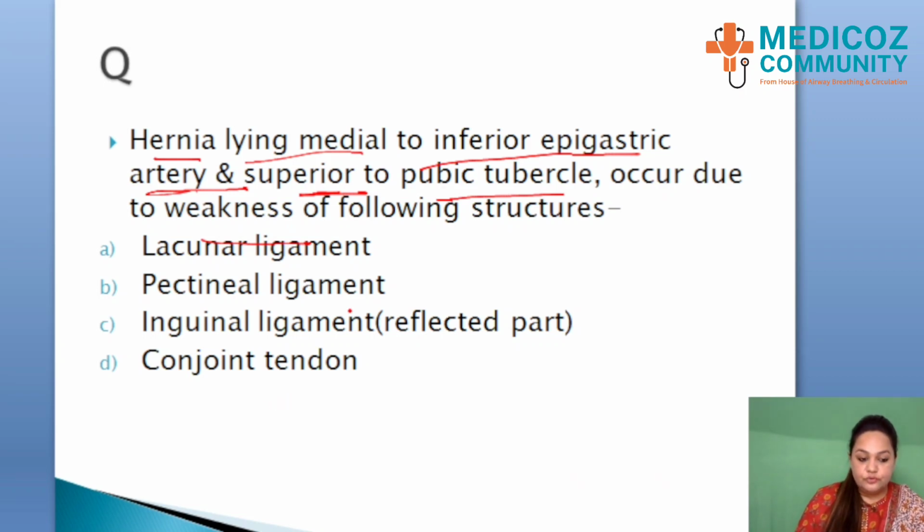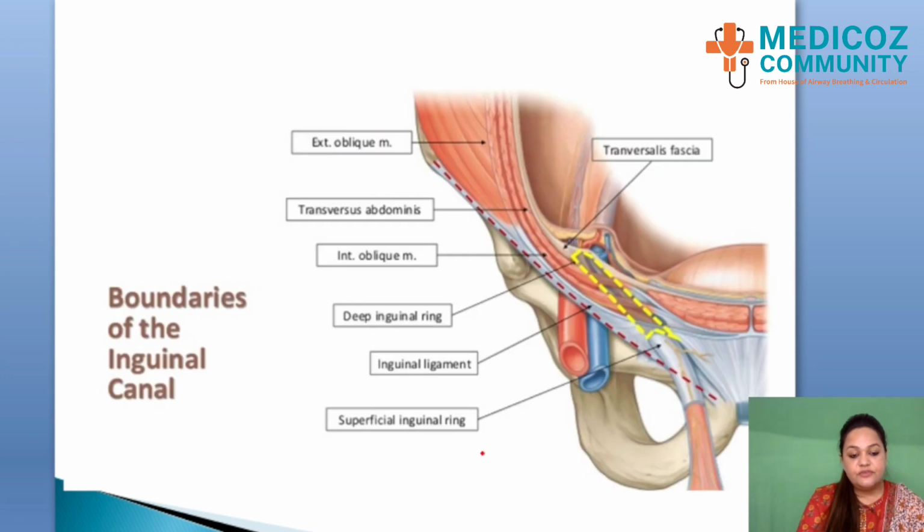Clear? To know the answer, we will just see this image here. So here you can see this is the inguinal ligament, and these are the abdominal muscles. This is the external oblique muscle here. Okay, and this is the aponeurosis of the external oblique.